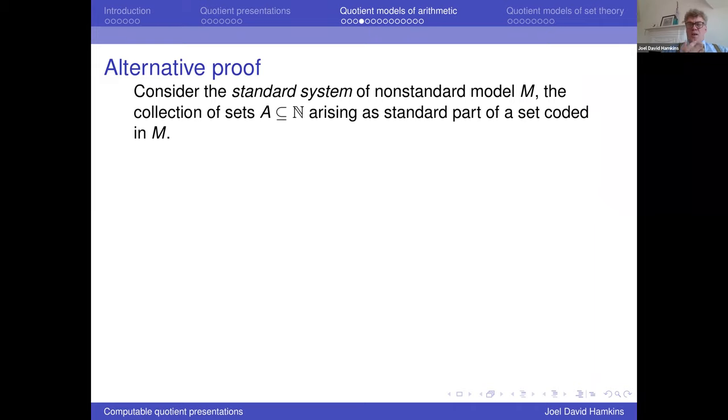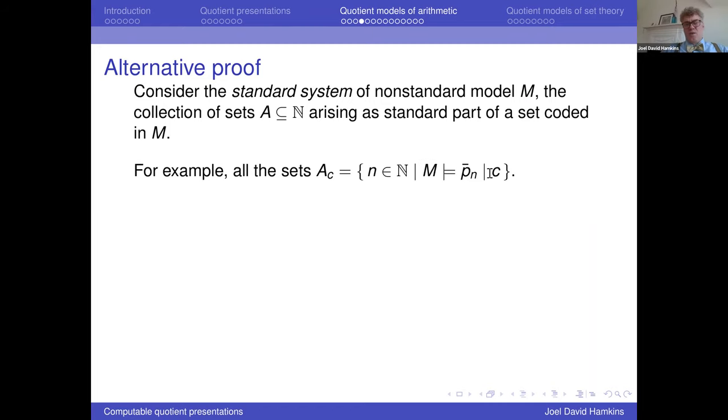And that's equivalent, of course, because these are models of arithmetic. If I have a definable set, maybe it's infinite inside the model, but I can chop it off. And now inside the model, I've got a finite set. And that finite set can be coded inside the model with prime power coding or whatever coding you want. And so you could also equivalently define the standard system as the collection of sets that arise as a coded set in the model in that way.